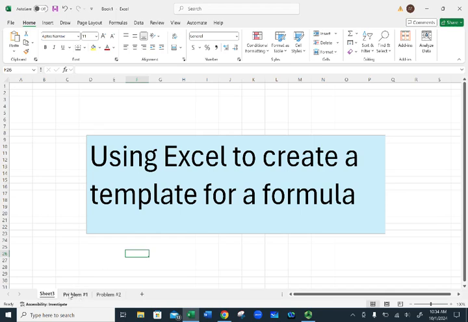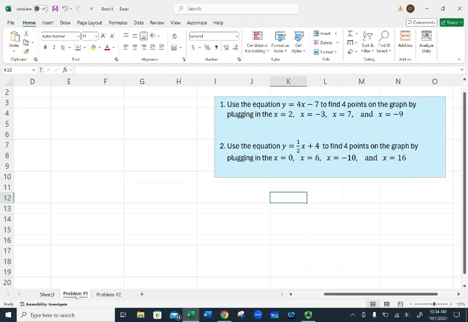Down here at the bottom left, you see problem 1, problem 2. So let's go to problem 1. Now, let's read the problem. Well, two problems actually. Use the equation y equals 4x minus 7. There's our equation of a line, y equals mx plus b, to find 4 points on the graph by plugging in the x values: x equals 2, then x equals -3, then x equals 7, and then x equals -9.